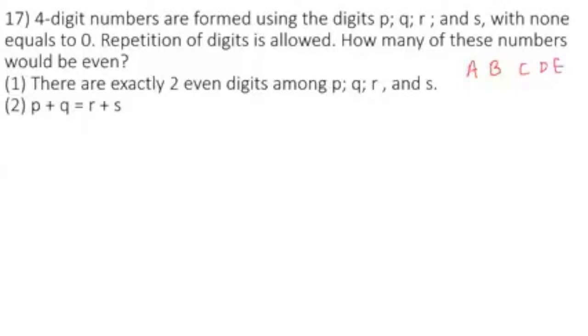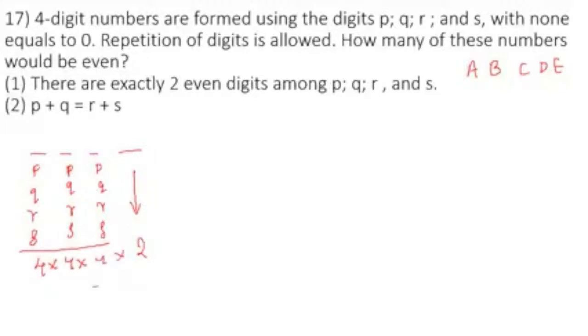First of all, consider statement 1. It says there are exactly 2 even digits among the given values of P, Q, R, S. We can check whether statement 1 is sufficient or not. Repetition is allowed, and the question asks how many even numbers are possible. The possibilities for the first position are P, Q, R, S, and likewise for the next two positions. But in the last position, only 2 digits are even. So the outcome should be 4 into 4 into 4 into 2, which is 128 ways. So I get the answer that 128 even numbers are there.